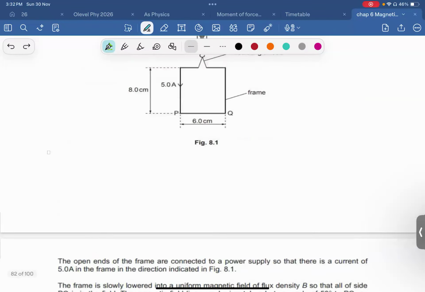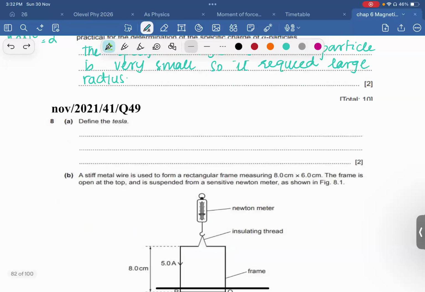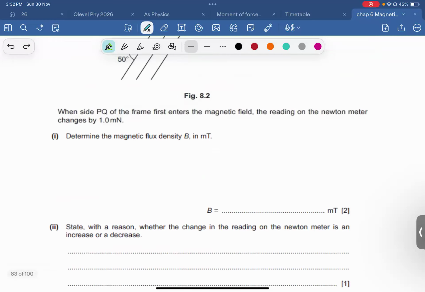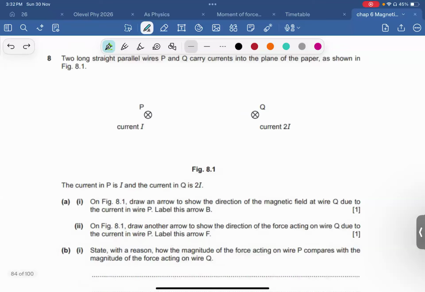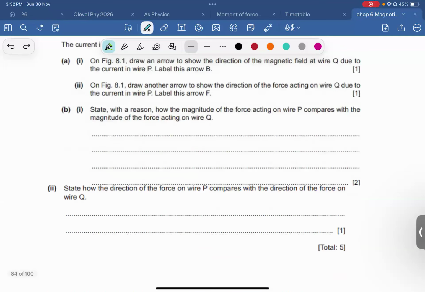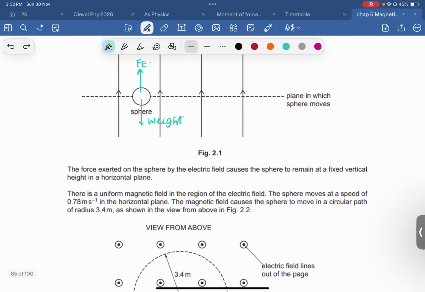Just say this much: because of Newton's third law. Nothing further, no need to explain. You just need to write the reason why they're equal, not the explanation of how Newton's third law is being applied in this case, right? Okay, we can try this one.